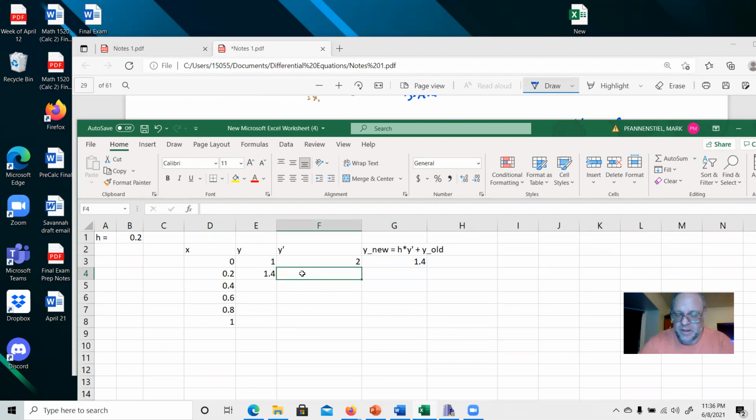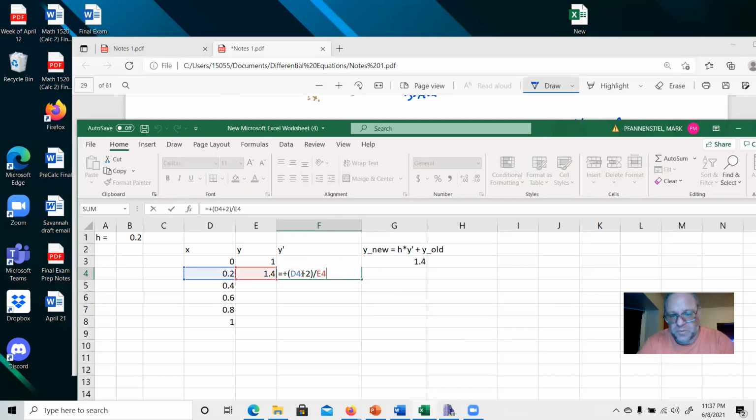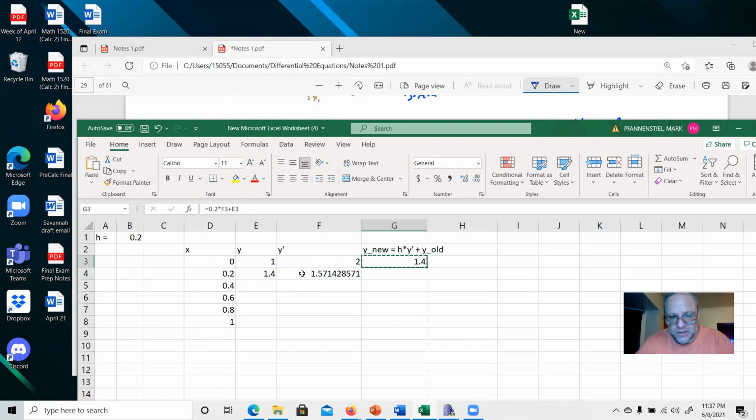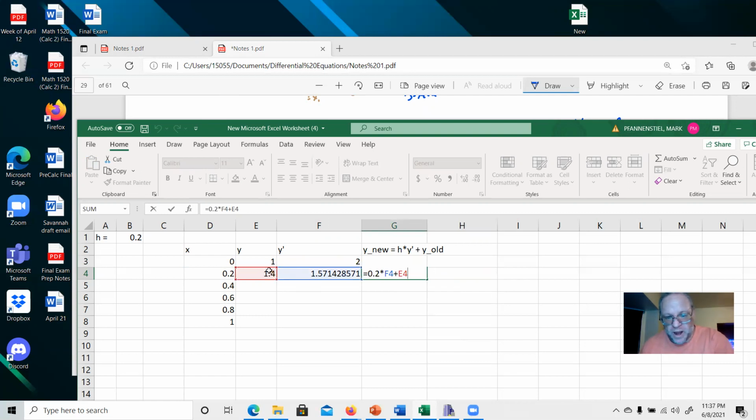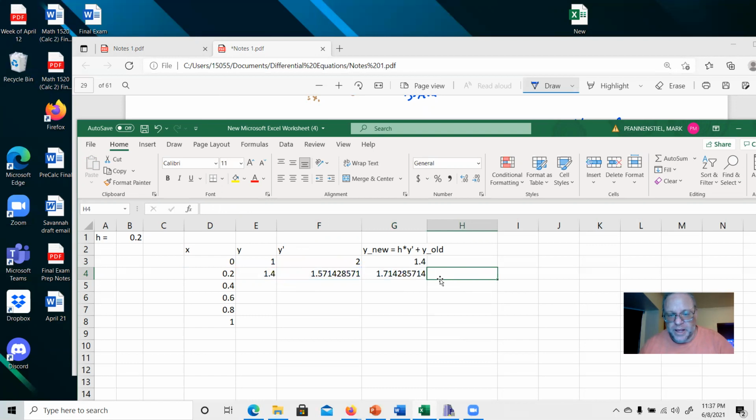So Y prime, right? We can just do this one and this. We can cut and paste that. Okay. So notice if I press F2, I can see what's being added together. Okay. So X plus 2 divided by Y. Excellent. And then we'll go ahead and Control C and Control V that one. And again, we have our original y plus 0.2 times our y tick. Okay, and again, what do we get? 1.714.